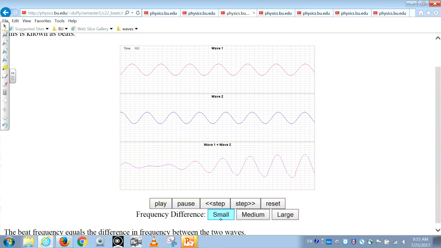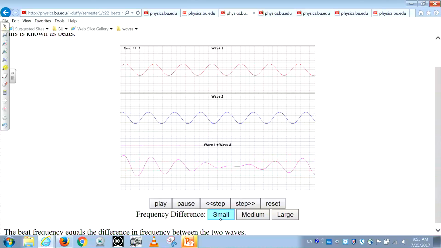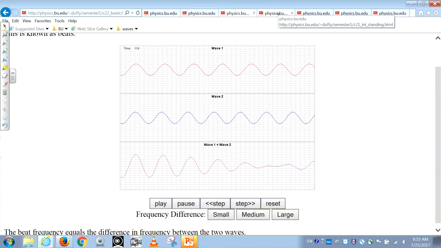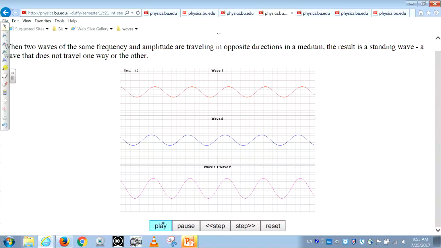Etc., etc. Beats. And here there is a slide with all the links, but for some reason today in the morning, Firefox didn't work with any of these applets, but old-fashioned Internet Explorer actually did.